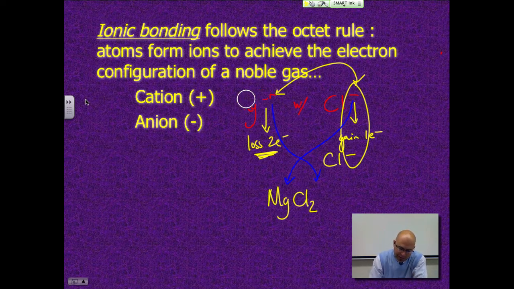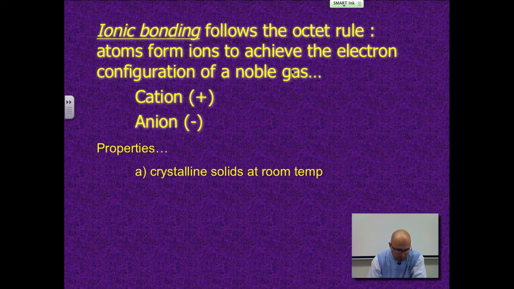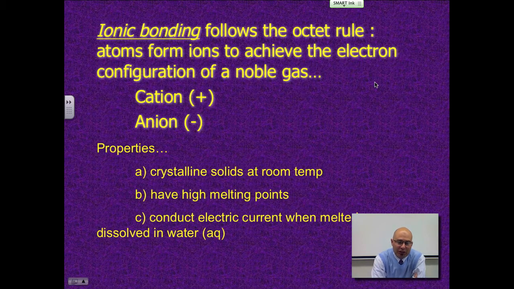They're very, very strong. Here's a few properties of ionic compounds. Crystalline solids at room temperature. Basically what that means is they're very, very strong. They have high melting and boiling points, okay? And they conduct electric current when melted or dissolved in water. What I like to draw when I think about this is also just like a little chart here, okay?